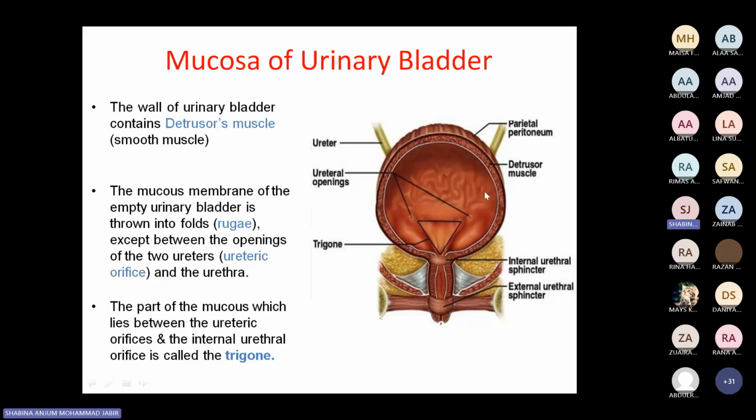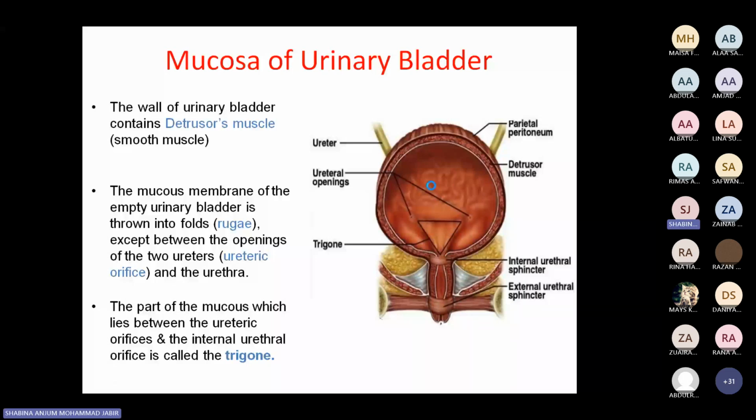So if you open the bladder, you will see two parts. One, the mucosa thrown into folds called rugae. Then in the lower part, where you have the opening of the urethra and the openings of the ureters, it makes a triangle, and this triangular area is smooth. It is called the trigone. Clear? This is the smooth trigone. These are the folds called rugae.